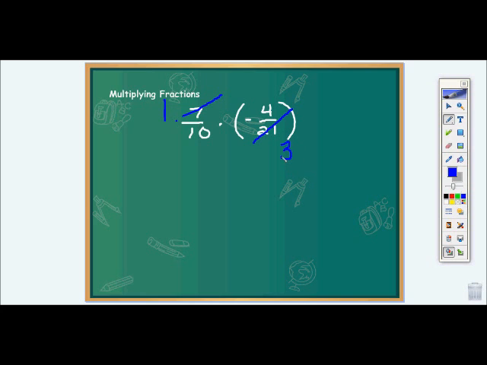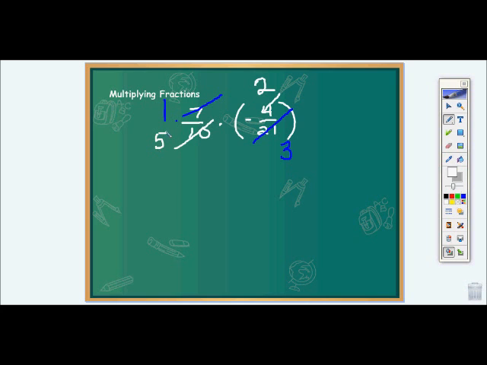I don't know if that blue is very easily read, so I'm going to go ahead and change to white. Now, the next numerator and denominator I see is 4 and 10. Both of those are even numbers. 4 will not go into 10 evenly, but 2 is a common factor. So I'm going to rename my 4. 2 goes into 4 2 times, and 2 goes into 10 5 times.